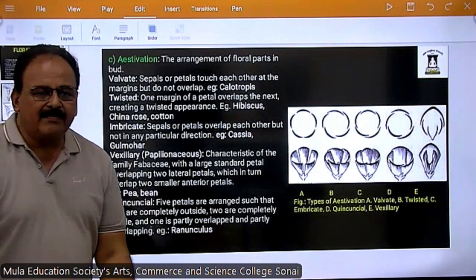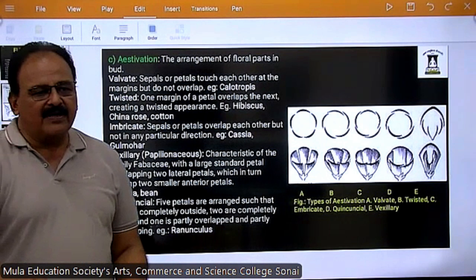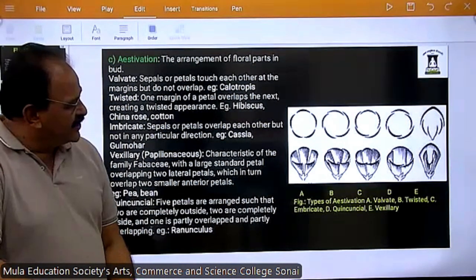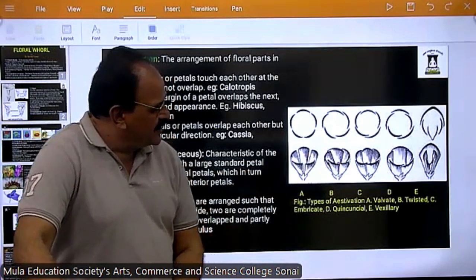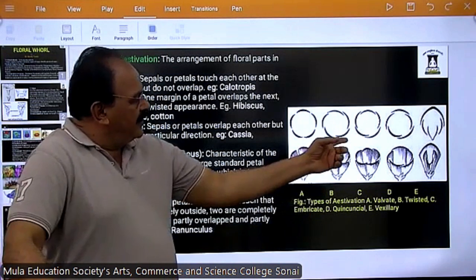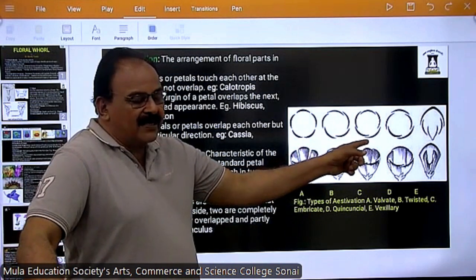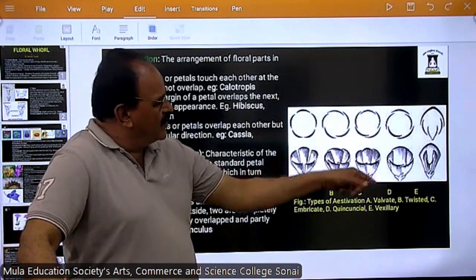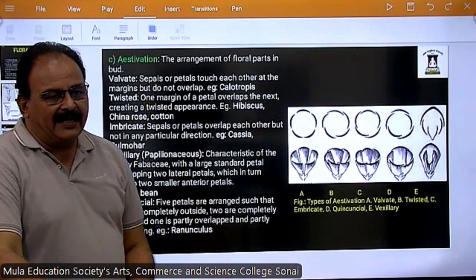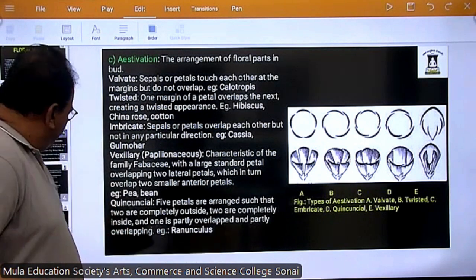Example of this is pure bean. Then the last one is quincuncial aestivation. In this, there are 5 petals or sepals present, and out of the 5, 2 are completely inner and 2 are outer, and one is overlapping and overlapped. The example of this is Ranunculus.